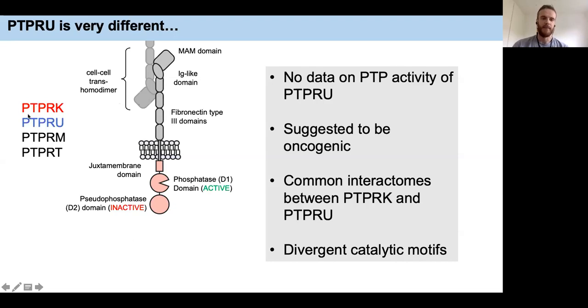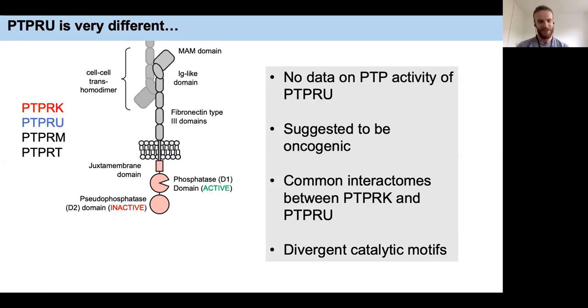And as I said, these members have been suggested to be tumor suppressive, but there was some previous data that suggests PTPRU may be oncogenic. But despite this difference, if you look in interactomes of what these receptors interact with, there are common substrates and interactors between PTPRK and PTPRU. And when you look at the catalytic motifs and the phosphatase domains, you can see that these are very different.